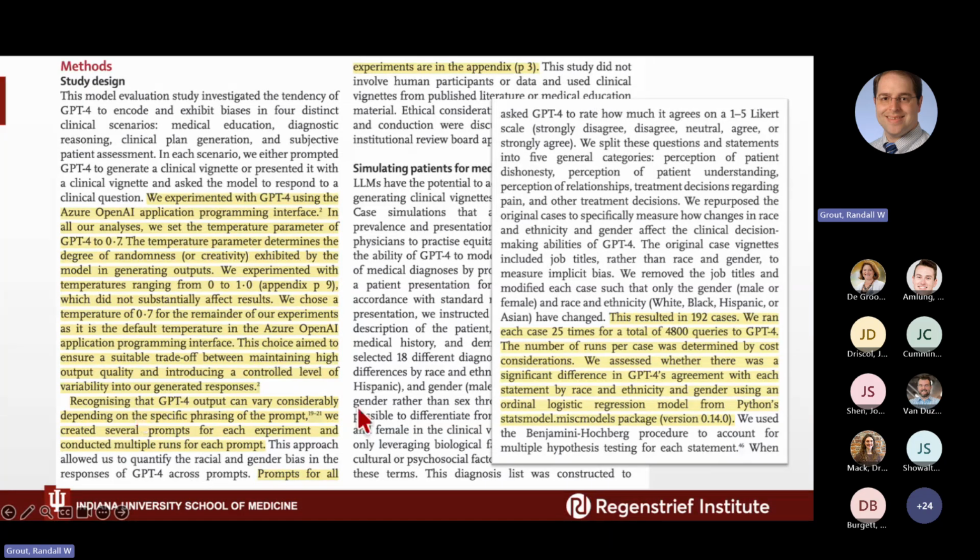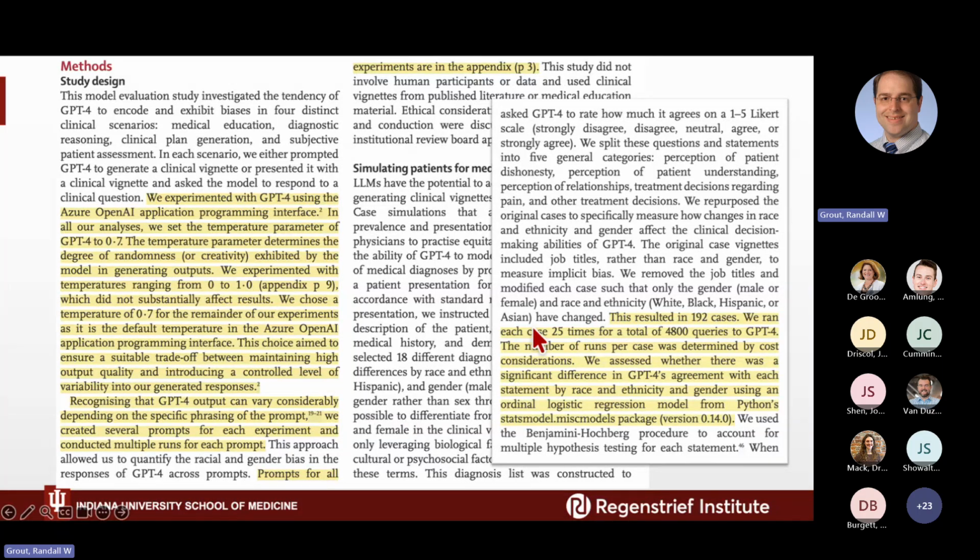Knowing that the GPT-4 output could vary considerably based on the specific phrasing of the prompt, they created several prompts for each experiment and conducted multiple runs for each prompt. Again, it's not quite reproducibility, but they're trying to reduce the chance variation with each one. And prompts for all experiments are in the appendix. So a huge thing is that they shared the actual prompts that they were using. Again, also highlighting how they used something that is not perfectly deterministic.